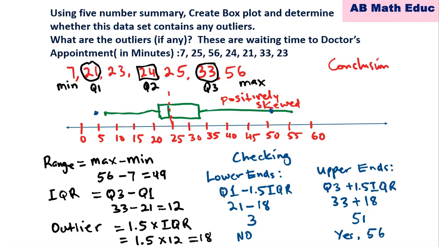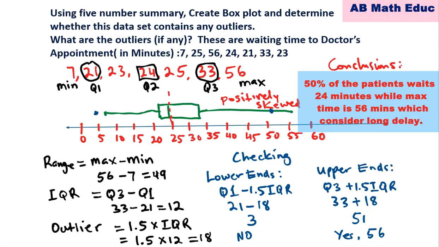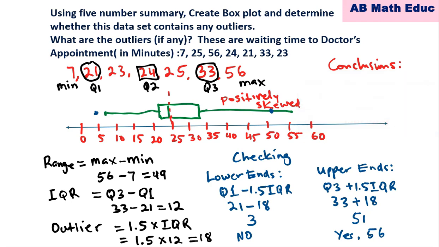We have to be able to make a conclusion here. This was a patient going to see their doctor. So we could see that 50% of the patients waited 24 minutes. And the maximum time, which is 56, is considered to be a long delay. It was an outlier. So that person was unduly delayed.